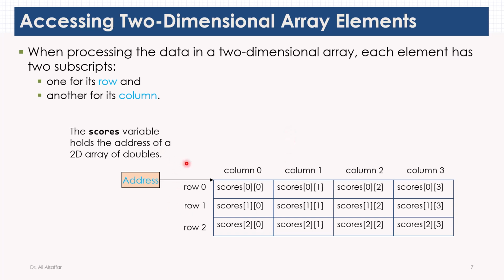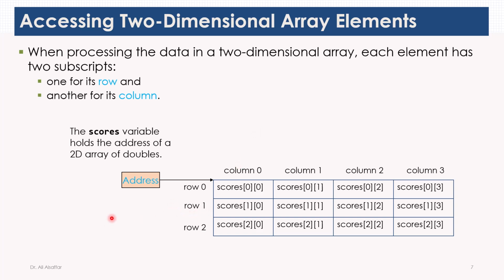First, you write the name of the array, followed by the row number, followed by the column number. So when you specify only the row number, for example, scores[0], then you are referring to the whole row as a single-dimensional array. The second index will represent the index inside this array.